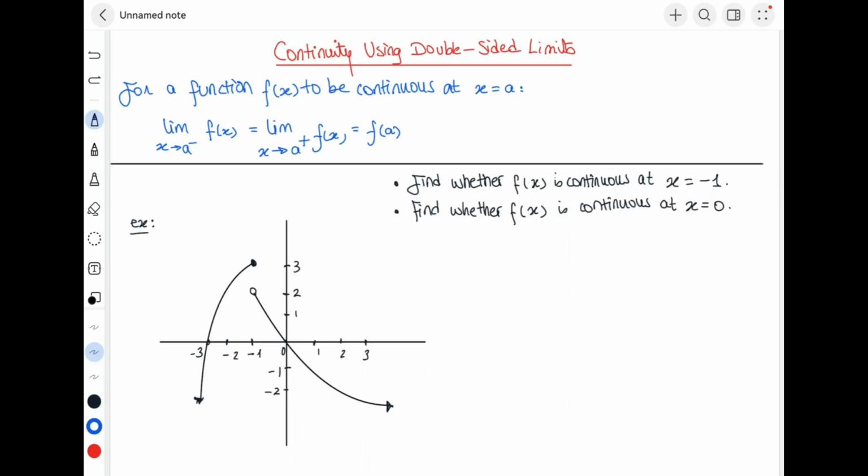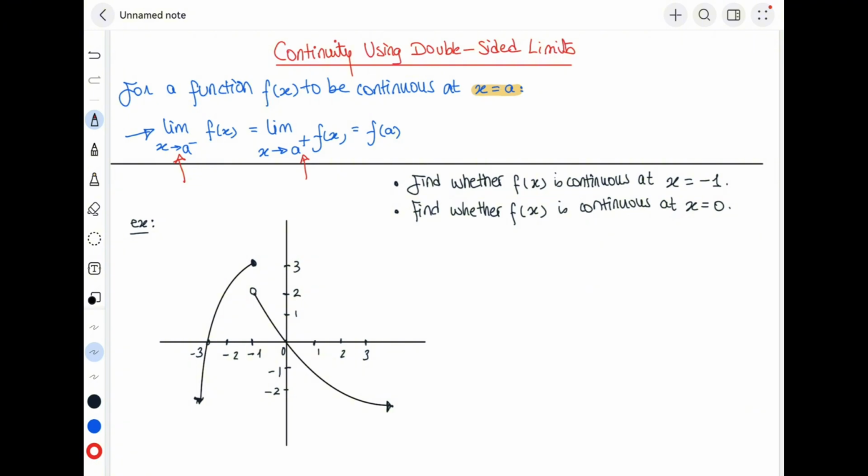Today we will be talking about continuity using double-sided limits. For a function f of x to be continuous at x equal to a certain point a, we need to satisfy this equation, which tells us the limit as x tends to a minus of the function is equal to the limit as x tends to a plus of the function, equal to f at this point.